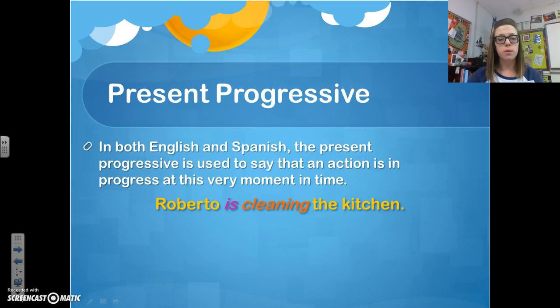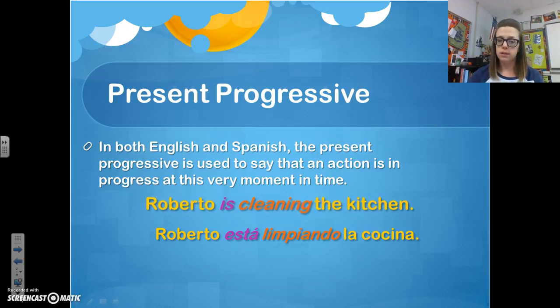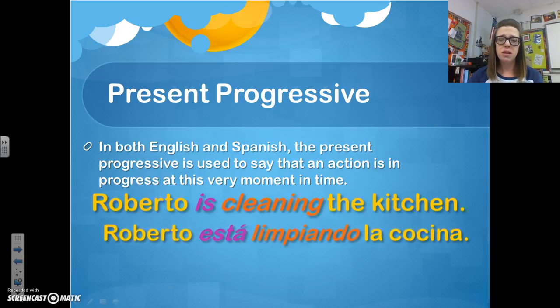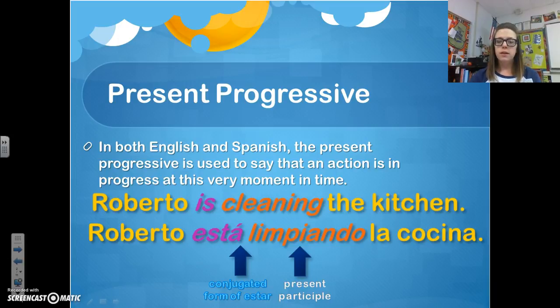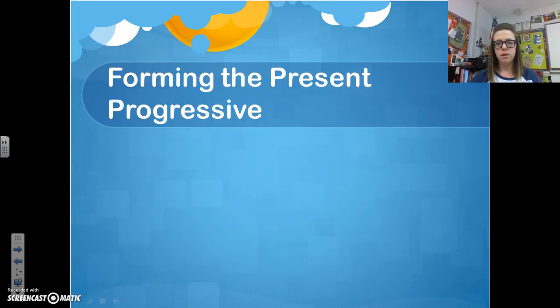Okay, so Roberto is cleaning the kitchen. Roberto está limpiando la cocina. Okay, they both mean the same thing. All right, and notice that this is a two-part verb just like it is in English. Okay, so we're going to first use a conjugated form of estar, and then we're going to have a present participle, and sometimes you'll hear me say it in ando or yendo.